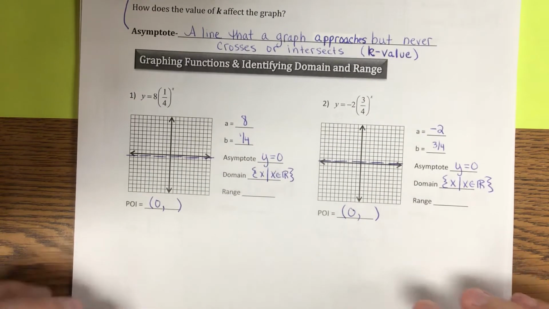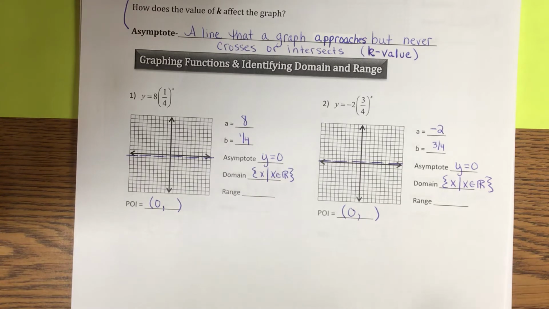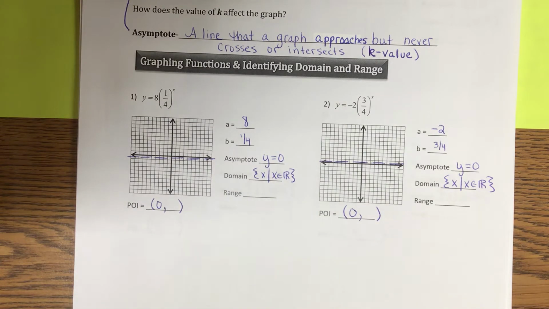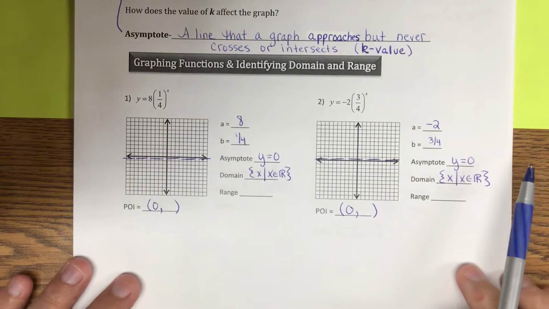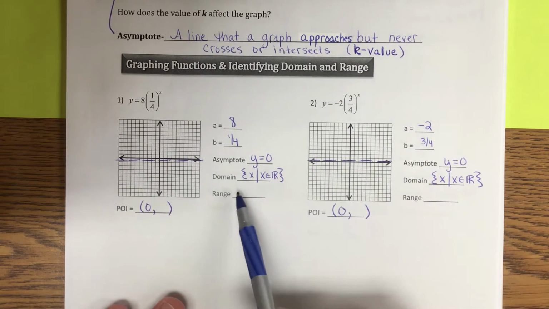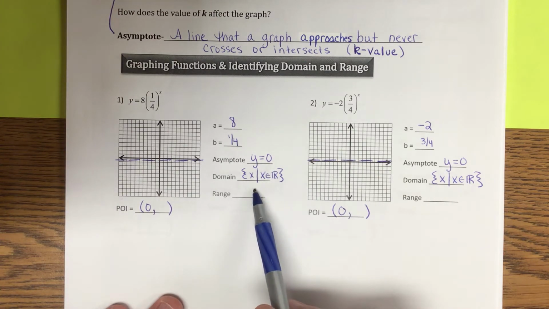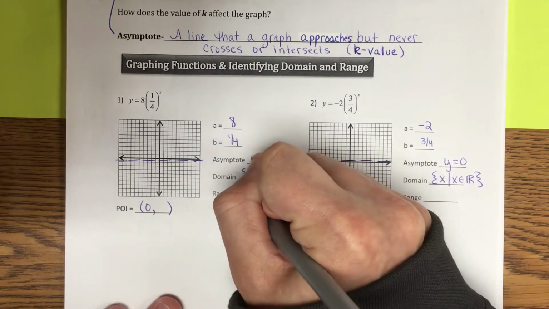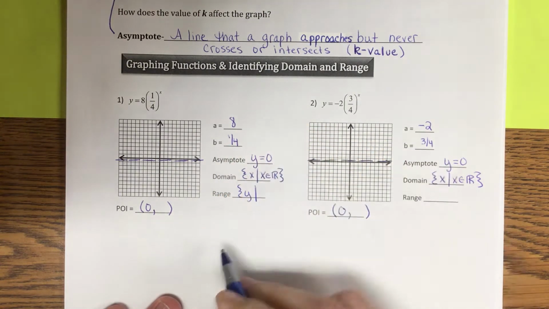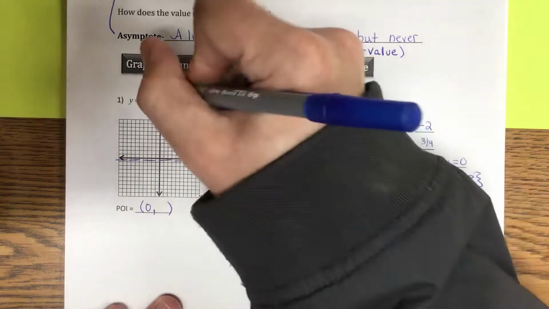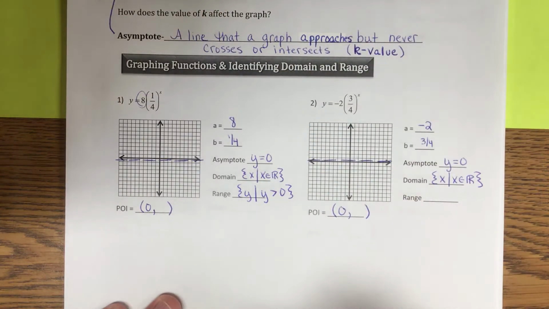Problem number 1, I have y equals 8 times 1/4 raised to the x power. 8 is the a value, the 1/4 is the b value. There's not a number on the end, so the k value is 0 here. So that means if the k value is 0, that 0 is going to show up for the range as well. So this would be y such that y is greater than 0, because the a value is positive. And so once again, you can go the point of interest route.